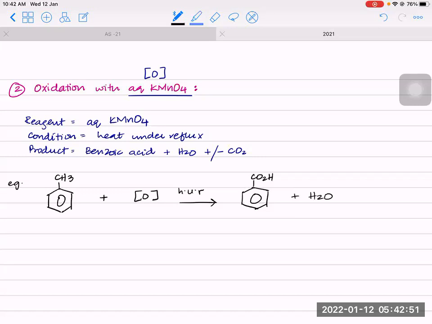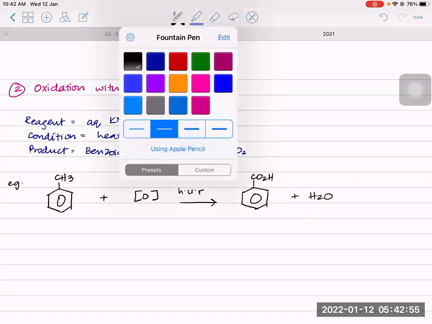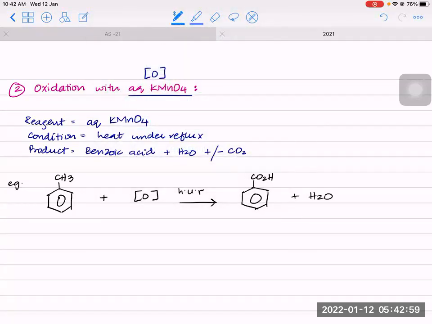Now, how do we know whether we will get carbon dioxide or not? Let's see. There's a ratio that you got to remember here. If you have one carbon on the side chain, that will require 3 moles of oxidizing agent to produce 1 mole of water. Do you see? You have one carbon on the side chain. So that'll require how many moles of oxidizing agent? 3. Giving you how many moles of water?